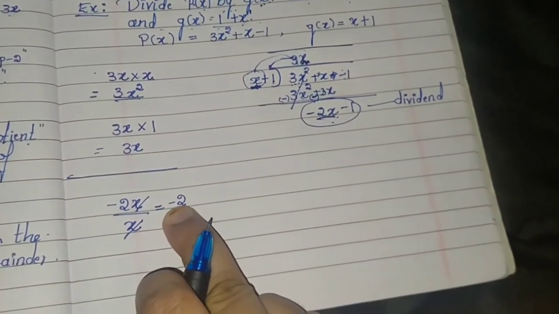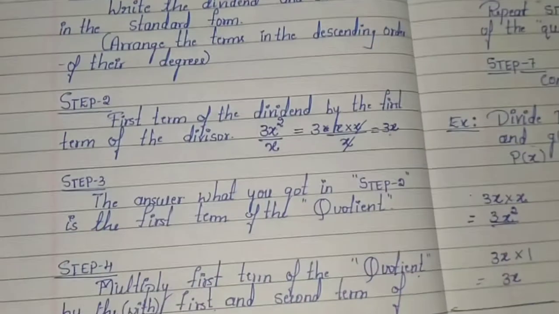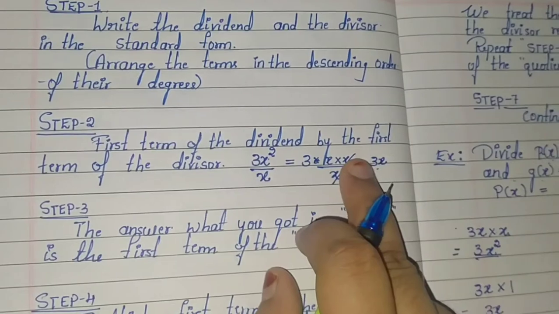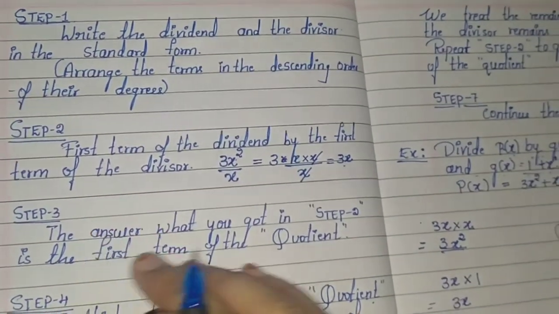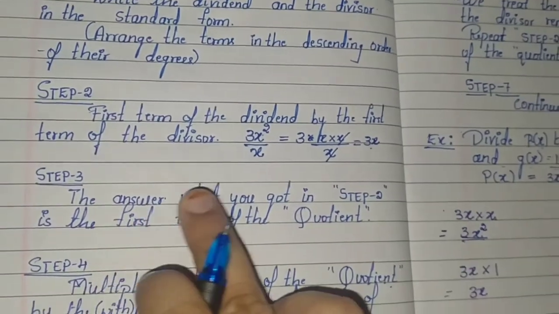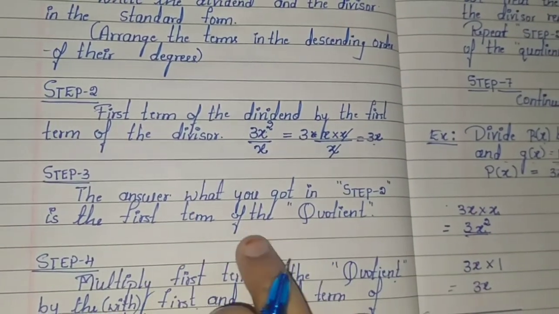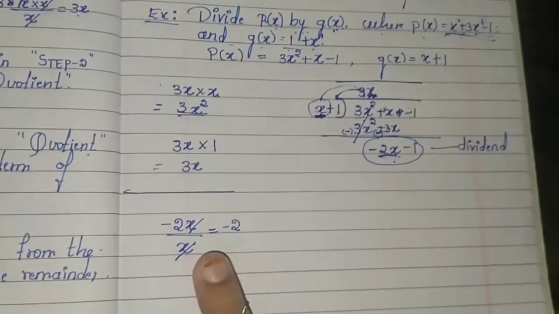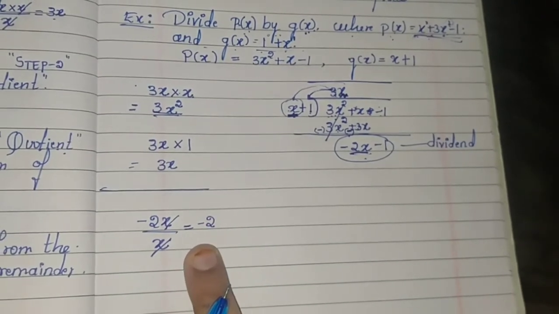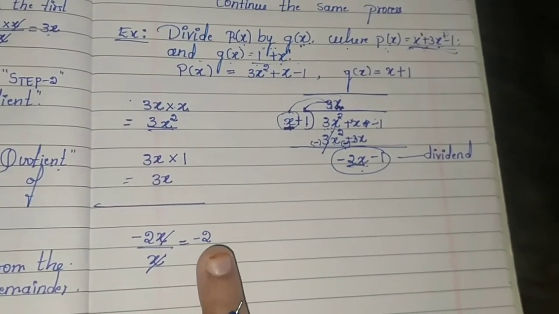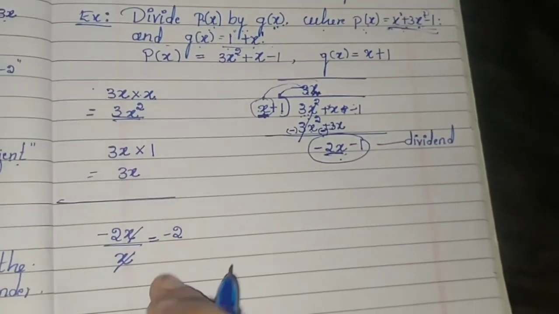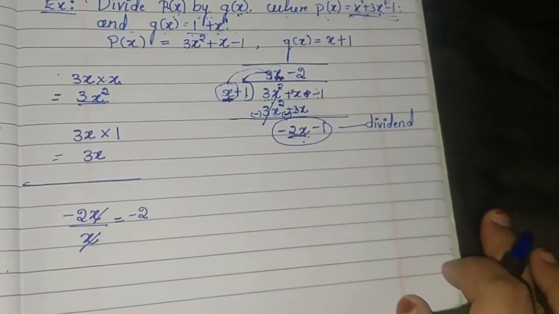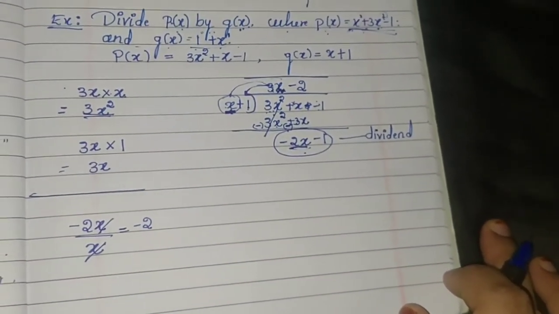So where do you have to write this now? In the previous step, the first time, what did you do? You divided the first term of the dividend by the first term of the divisor, right? So whatever answer you got in step 2 is the first term of the quotient, isn't it? Now here, this is not the first term of the quotient. So whatever answer you get after doing this step is your second term of the quotient. Okay. So the second term of the quotient is nothing but minus 2. Yes. So minus 2 is your second term of the quotient.